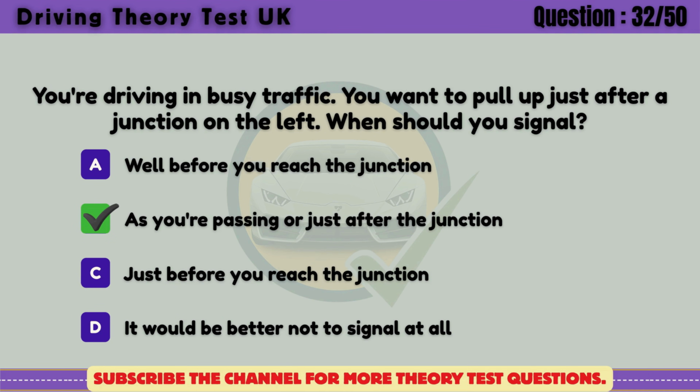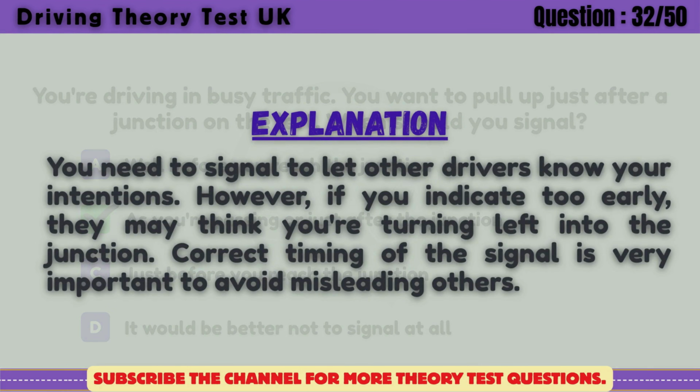Answer is B. As you're passing or just after the junction. You need to signal to let other drivers know your intentions. However, if you indicate too early, they may think you're turning left into the junction. Correct timing of the signal is very important to avoid misleading others.